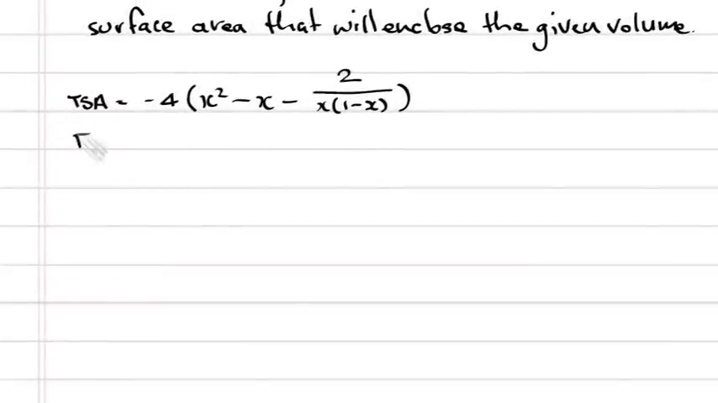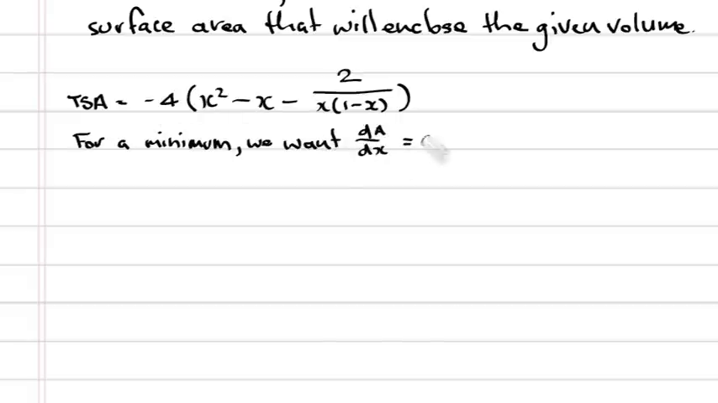So for this expression to be a minimum, we want the derivative of the area with respect to x to be equal to 0. So we need to differentiate this expression now with respect to x. In order to do that, it's probably easier to split the final term there, the 2 over x outside of 1 minus x, into partial fractions. So let's just quickly do that. 2 over x outside of 1 take x is equal to a over x plus b over 1 minus x. They're the two partial fractions that we're looking for.